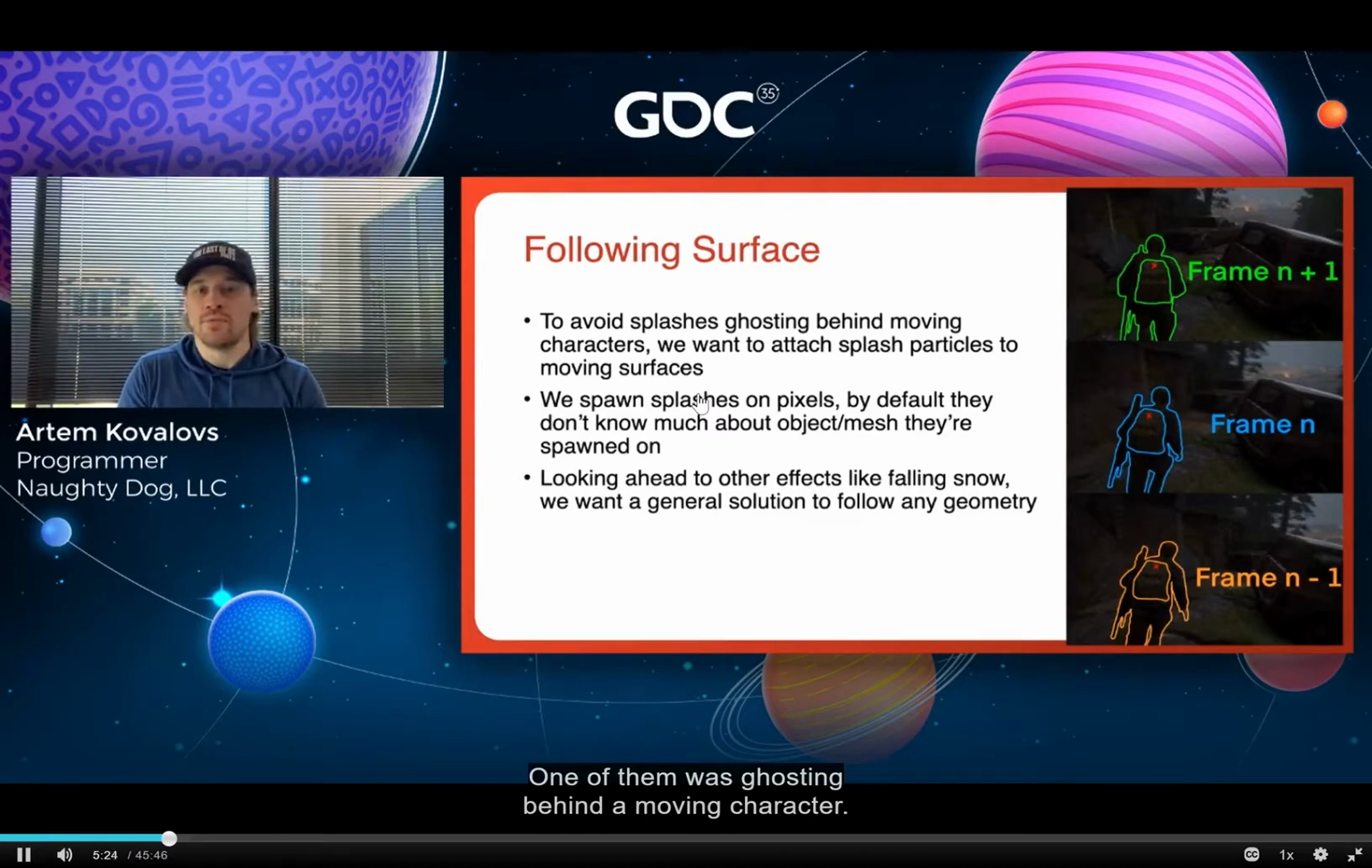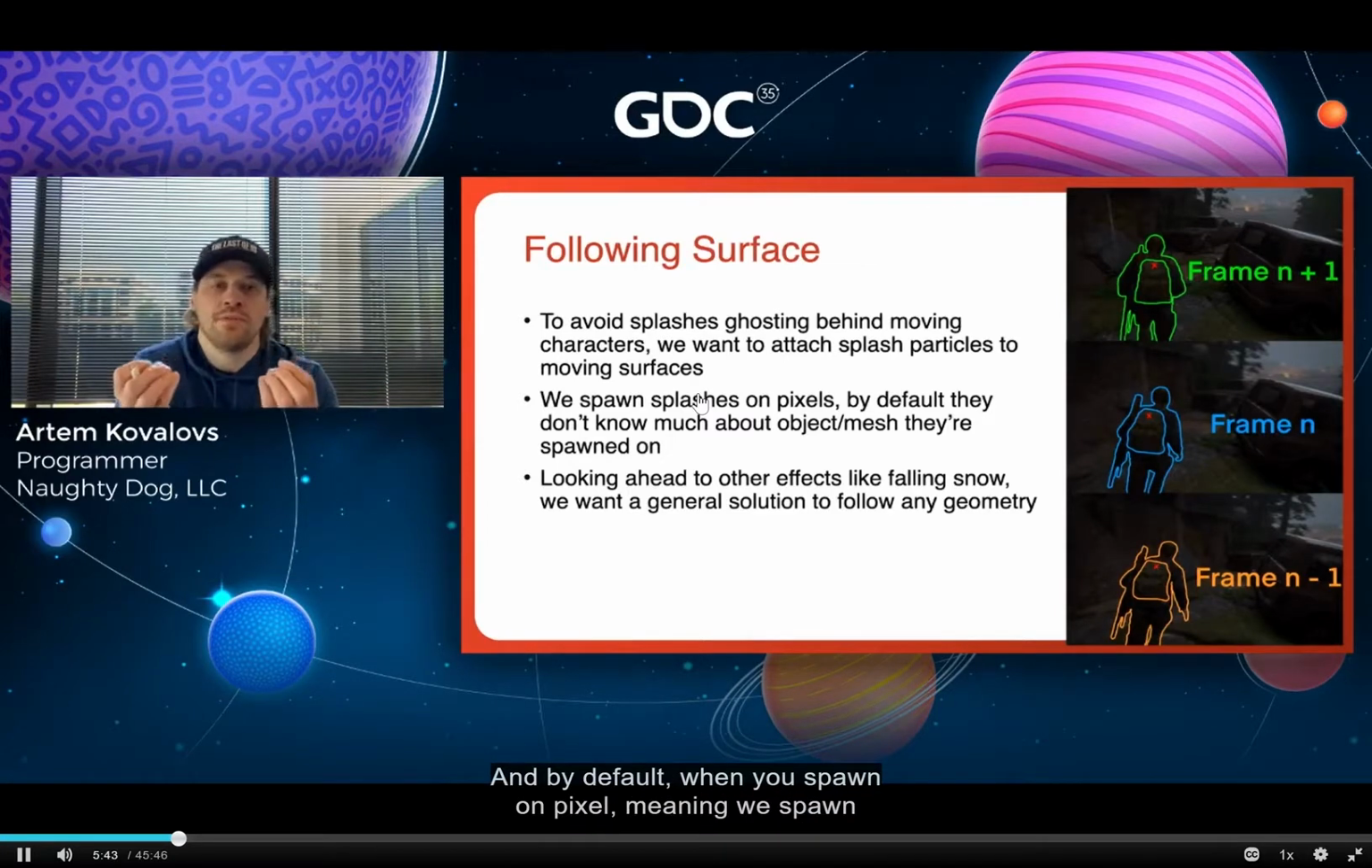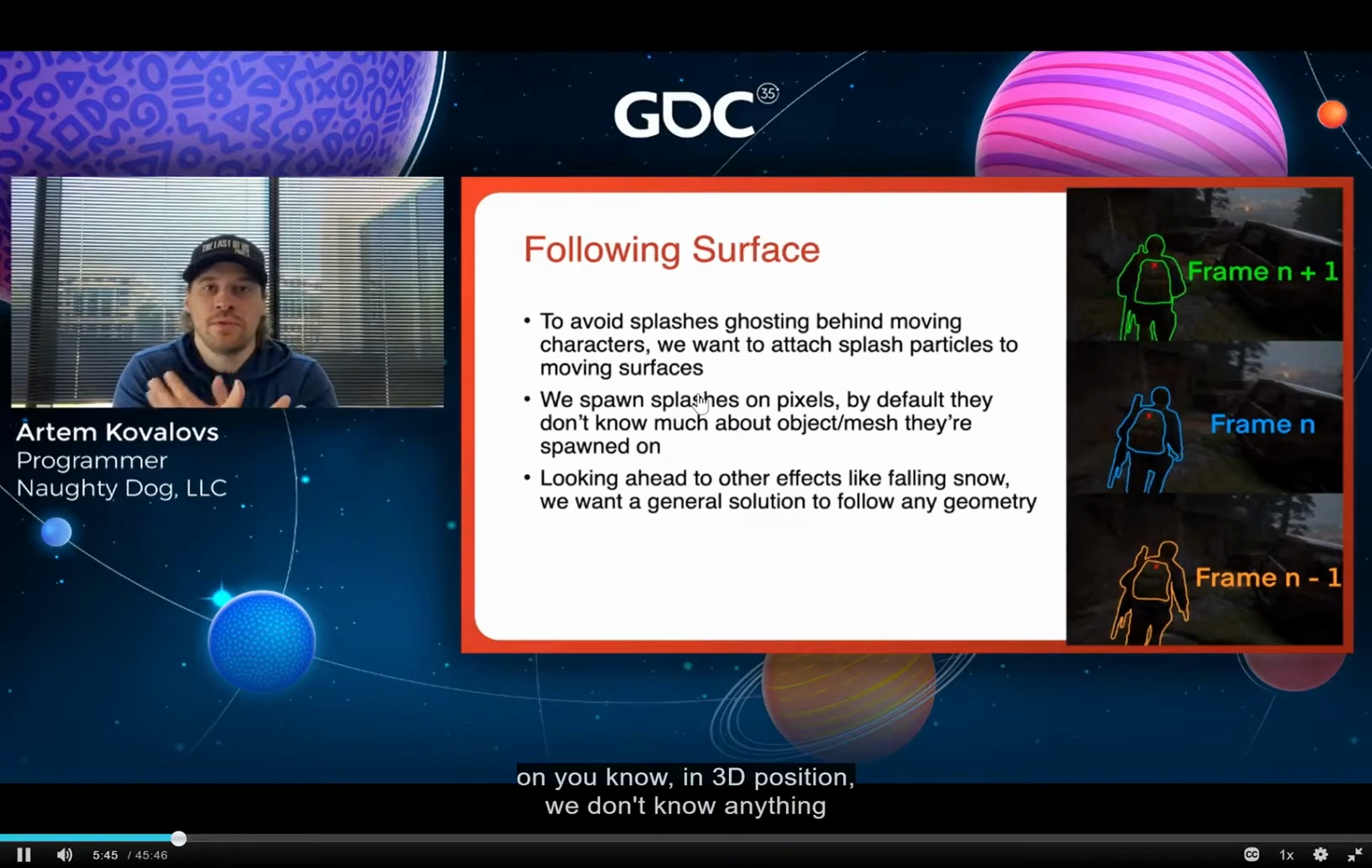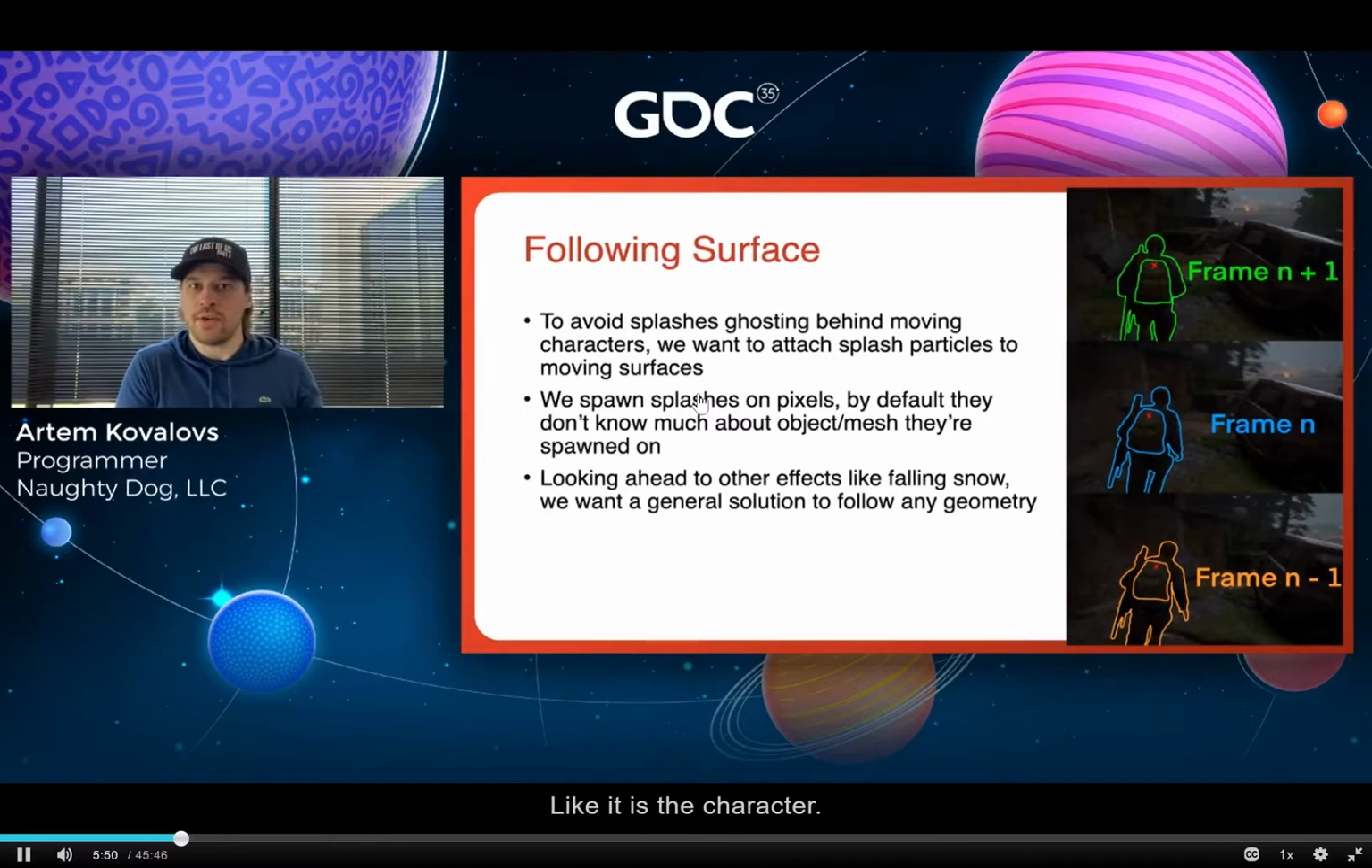One of them was ghosting behind a moving character. So if our character is moving forward and we spawn splashes, they will kind of stay lingering in the air if we just spawn them and do not move them. And the problem is it's very hard to move them because we spawn splashes on pixels. By default, when you spawn on a pixel, meaning we spawn in a 3D position, we don't know anything about what the surface we're on actually is. Like, it's the character, we cannot attach to it, it's just a pixel and ultimately a 3D position.